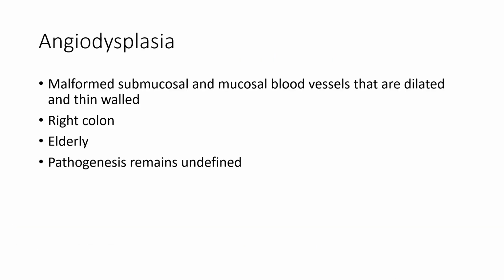Angiodysplasia refers to the presence of blood vessels within the mucosa and submucosa that are dilated and thin-walled. They are malformed vessels, and the exact pathogenesis behind angiodysplasia is unknown. Angiodysplasia commonly occurs in the right colon and in the elderly.